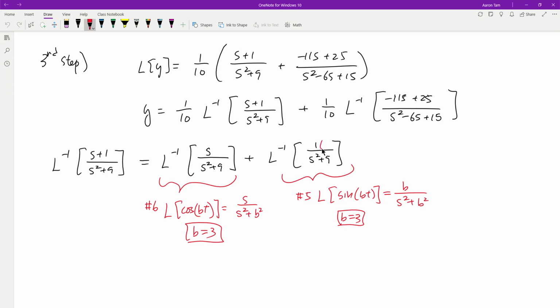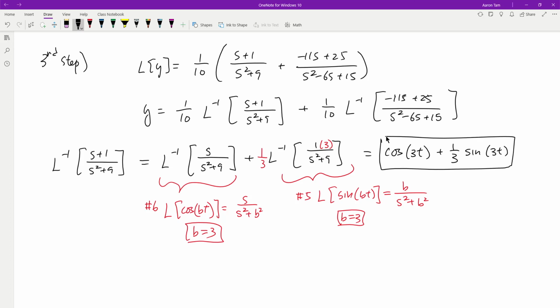So what we're going to do is multiply by 3 on top. But of course, as you know, to do that, I must balance it by multiplying by a 3 on the bottom, which I pull out of the Laplace transform. So now that makes it look like what rule number 5 would be. So therefore, this should come out to be cosine of 3t plus 1/3 sine of 3t. So that takes care of this one part, which is not too bad.